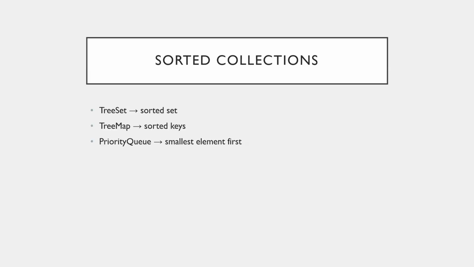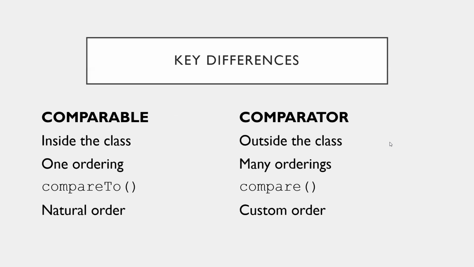As for the sorted collections, if you recall from the collections talk that I gave a few days ago, TreeSet is a sorted set. TreeMap is a sorted map, where the keys are sorted. PriorityQueue is kind of sorted. The highest priority element always comes first. That's what PriorityQueue means. For more details, please refer to my talks on collections.